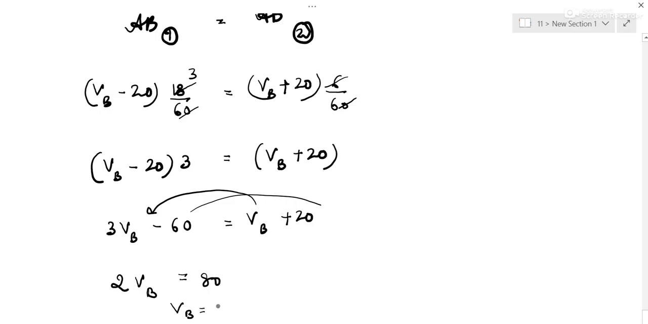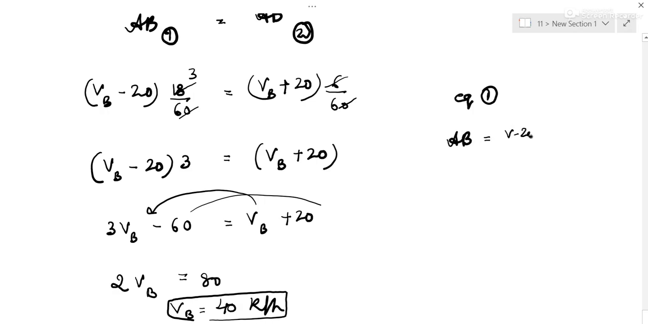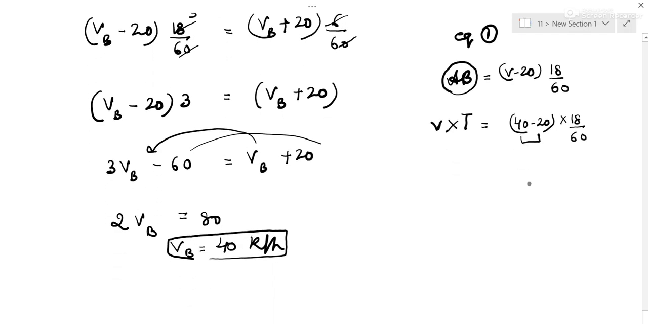So what is the velocity of the bus which is going from A to B and B to A? 40. This is one thing that they have asked. Now you can put this in one equation and we can find out the time taken. For example, I am writing the first equation, using equation number 1. The AB distance is equal to (V minus 20) into 18 by 60. Now V is 40, so 40 minus 20, into 18 by 60. Now I will write this distance also as speed into time, normal speed and normal time. So it's 20 into 18 by 60.